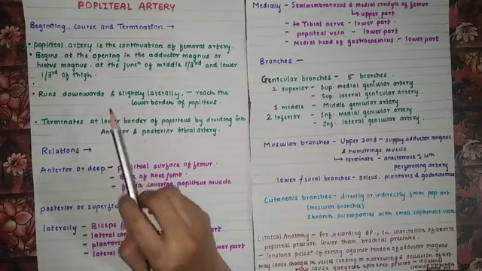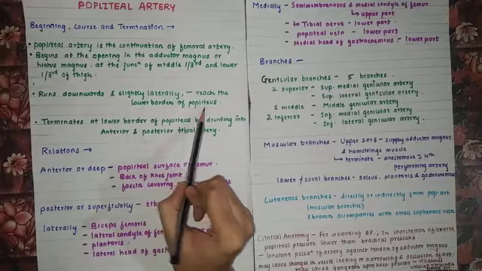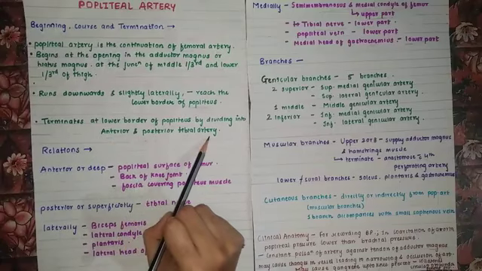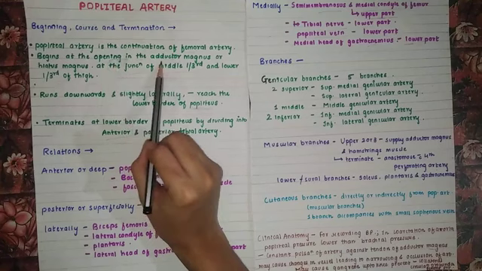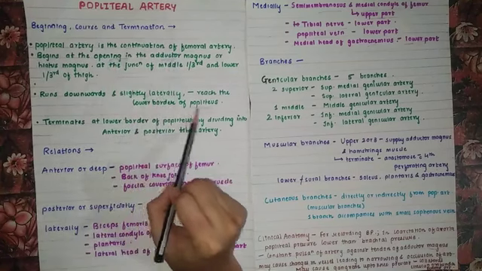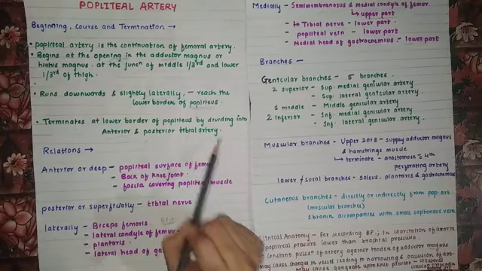It runs downwards and slightly laterally, reaches the lower border of popliteus muscle and terminates by dividing into anterior and posterior tibial artery. It has a short course. It begins at the opening in the adductor magnus, then runs downwards and slightly lateral to the lower border of popliteus, and then terminates by dividing into anterior and posterior tibial artery.